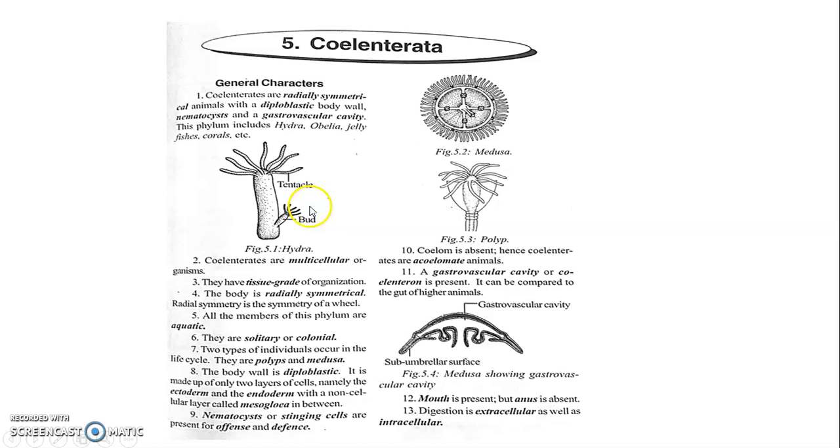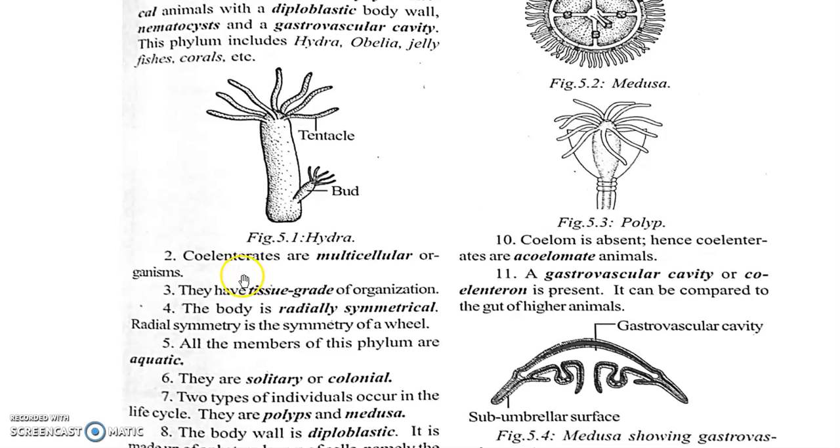This is the diagram of Hydra. It comes under the Coelenterate phylum. Example Hydra. And see the characters one by one. Coelenterates are multicellular organisms. Means what? Take Hydra as an example. It is made up of many cells. Means this is a multicellular organism.